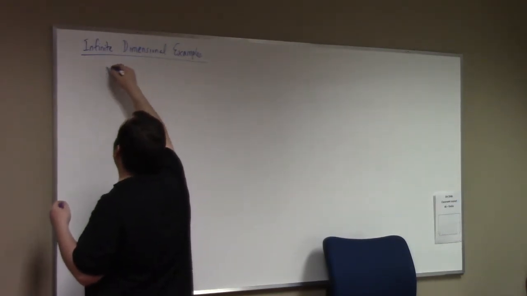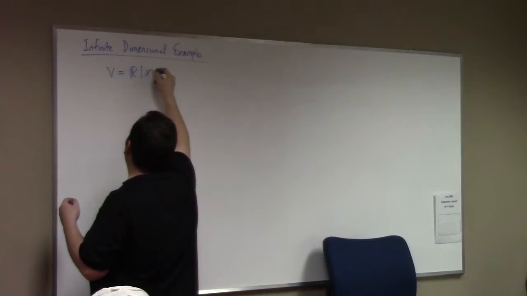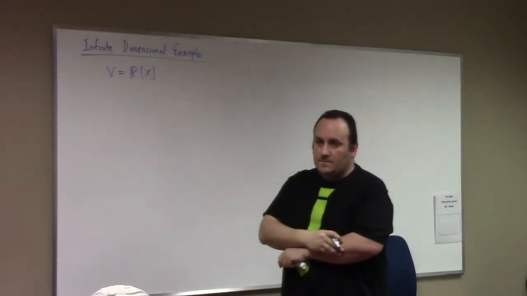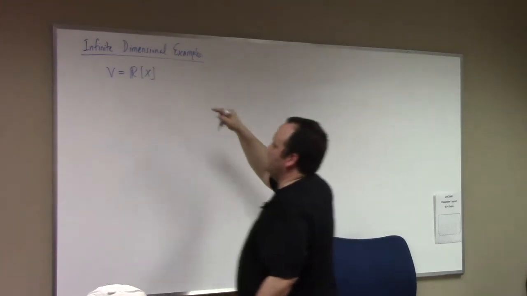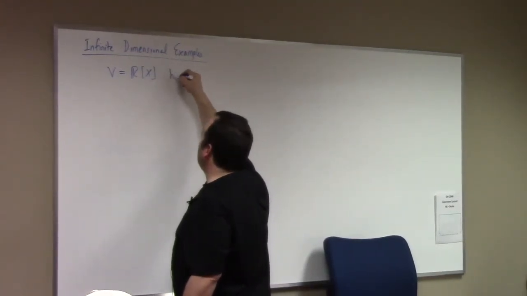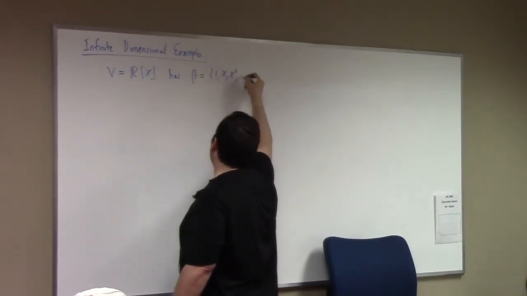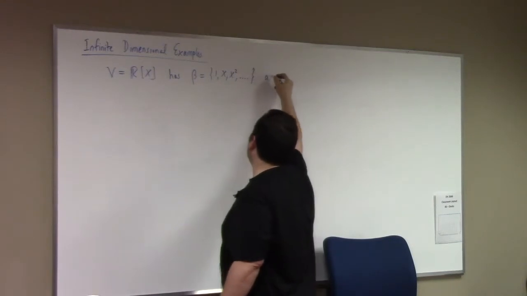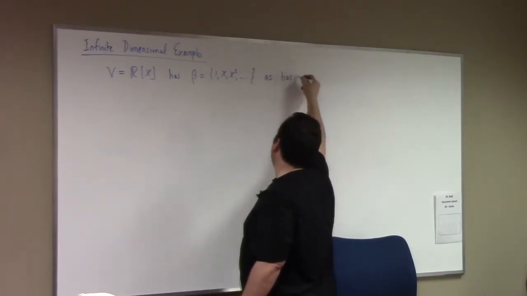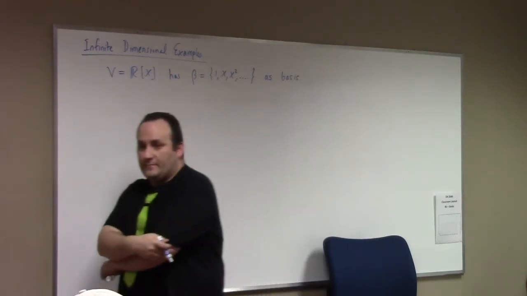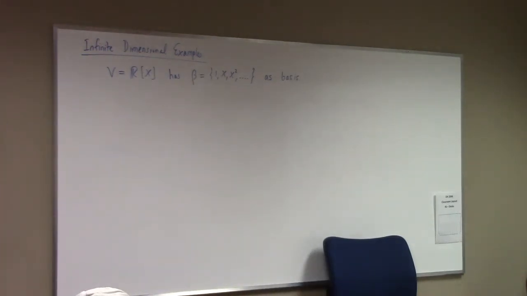So for V equals R adjoin x, in other words, the polynomials in x, this has beta equal to 1, x, x squared, and so on as a basis. We proved last time, in fact, that that's a linearly independent set, remember, with calculus? And the fact that that's a span of the set of polynomials, that's pretty much the definition of polynomials. So that's definitely a basis for polynomials.